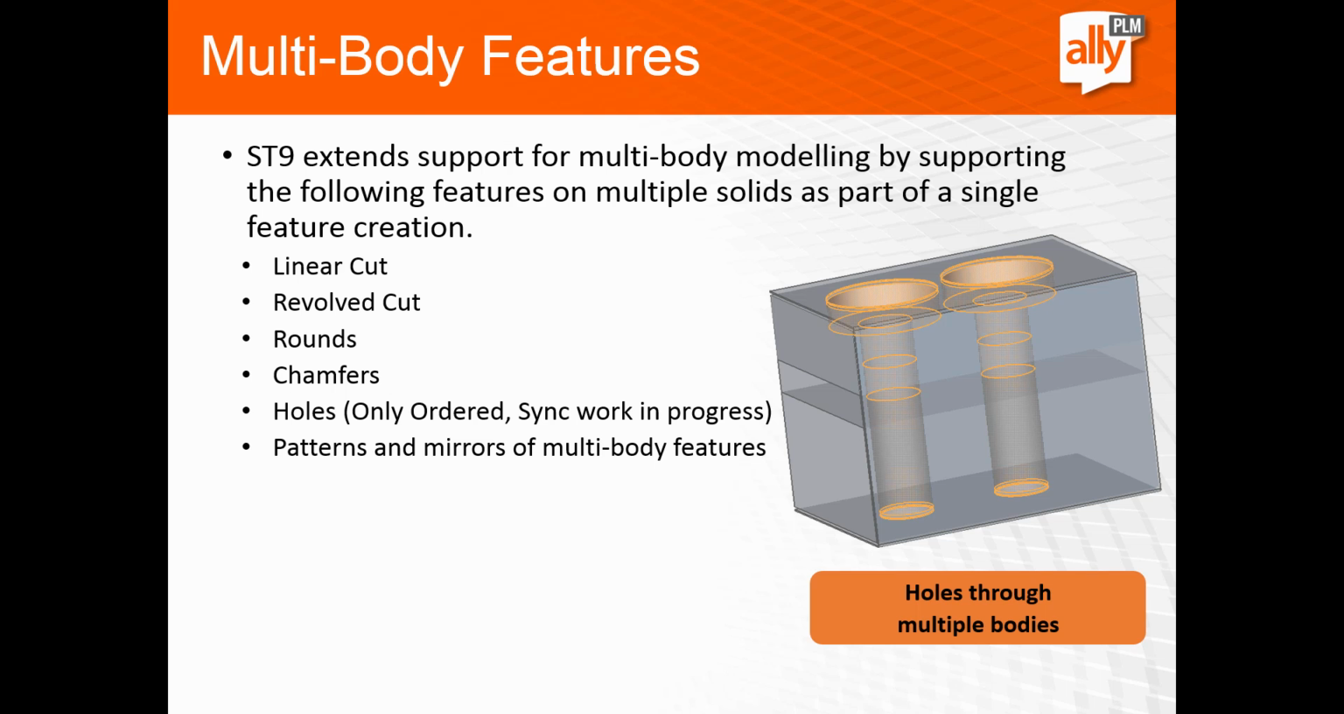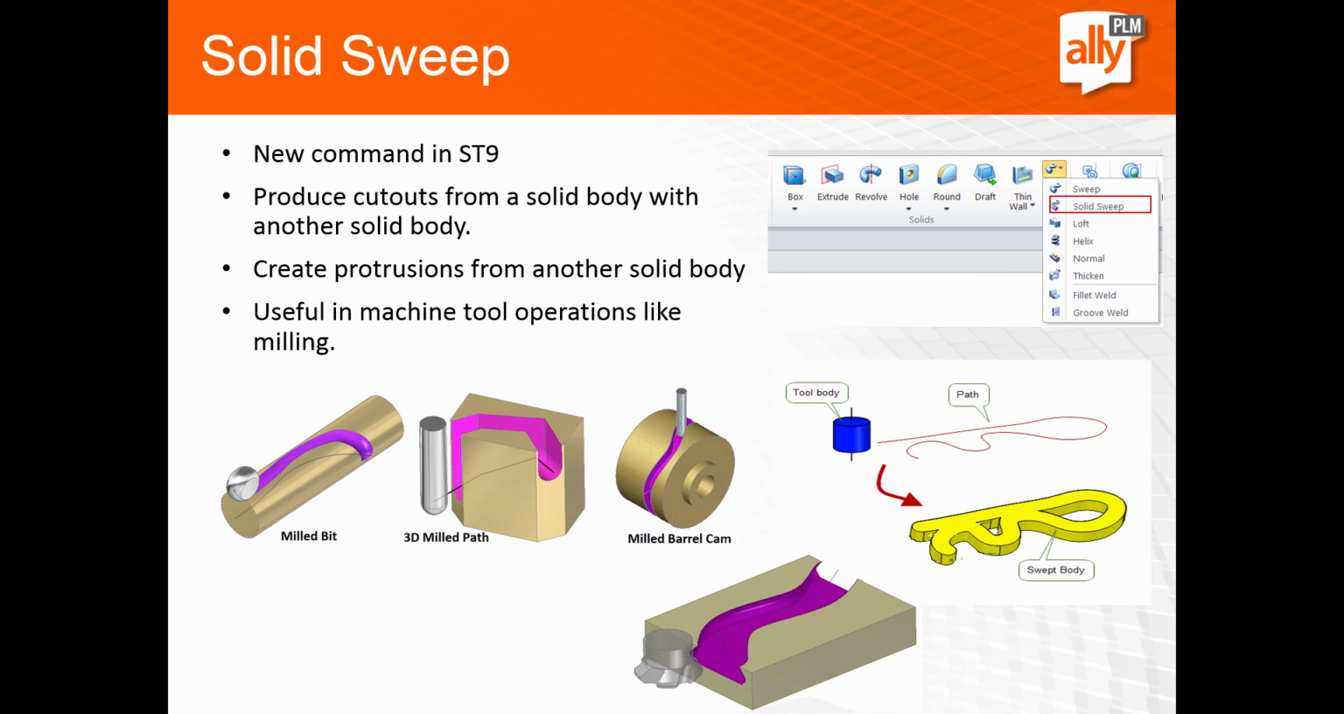With our multi-body parts, we can now create features that go across multiple bodies, things like cutouts, revolve cutouts, rounds, chamfers, holes, or patterns. You can create them so that they intersect more than one body. New in ST9 is the solid sweep command.